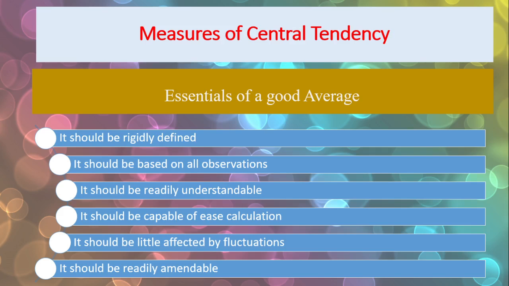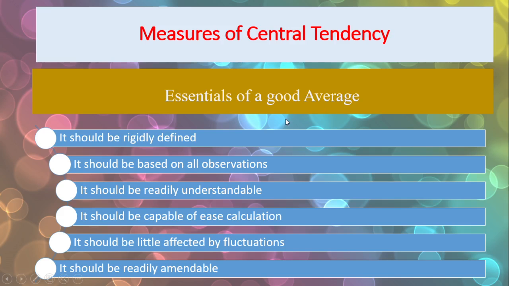It should be little affected by the fluctuation. We should not be affected much by the fluctuations in the given data. It should be readily amendable. Amendable here means it is capable of change. So it should be easy to change the data set. So these are all the essentials for a good average.